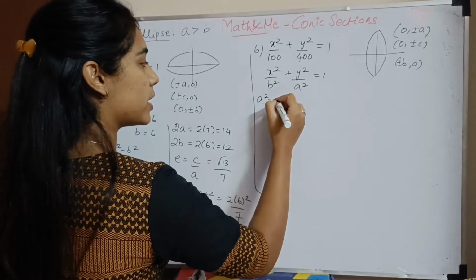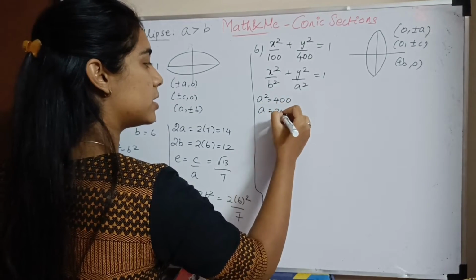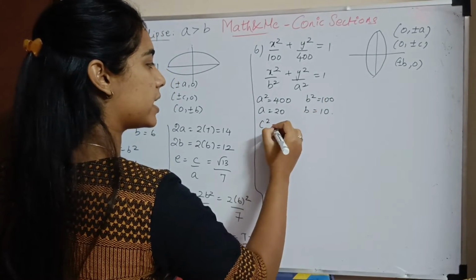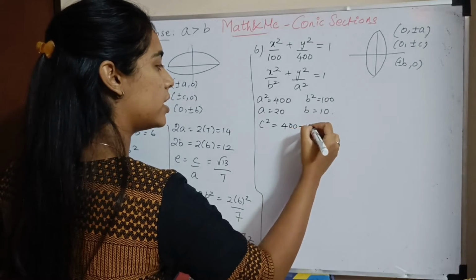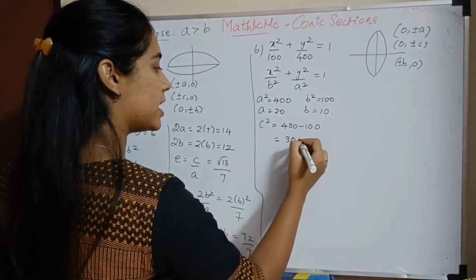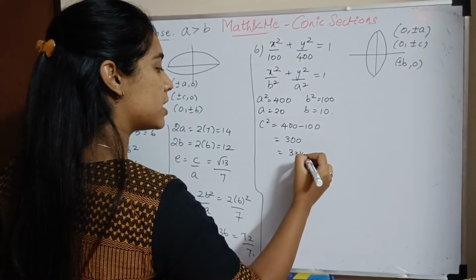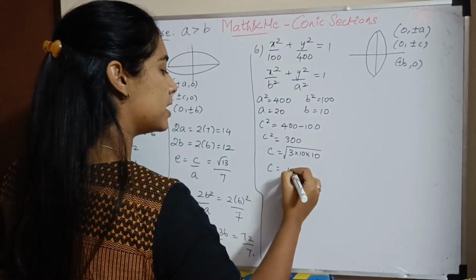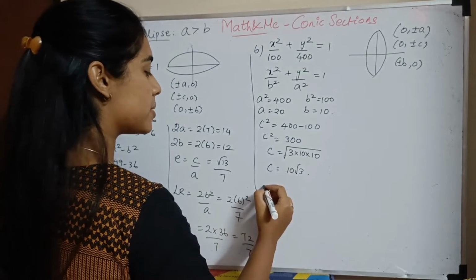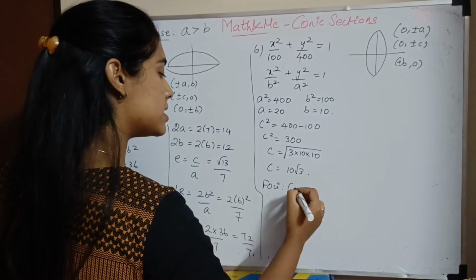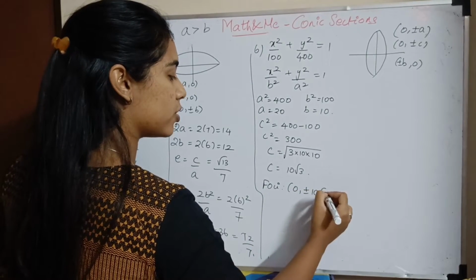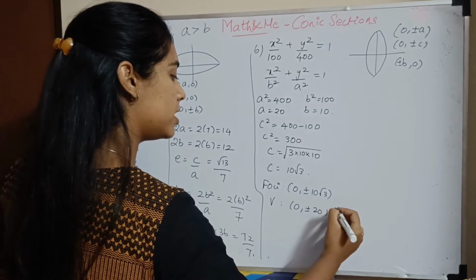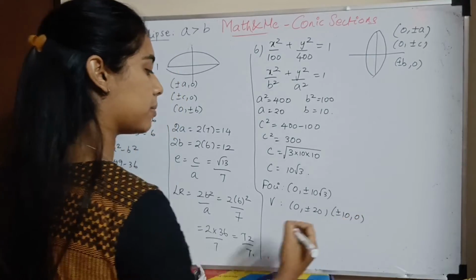So here a square is 400, a equals 20, b square is 100, b equals 10. c square is a square minus b square, which is 400 minus 100, which is 300. How can we write 300? 3 times 10 into 10. So c equals root of this. So I have c equals 10 root 3. Okay. So now what are the foci? It is 0 comma plus or minus 10 root 3. Vertices are 0 comma plus or minus 20 and plus or minus 10 comma 0.